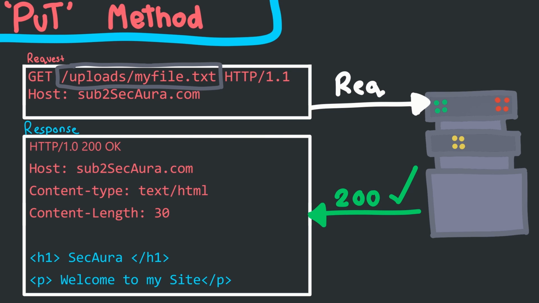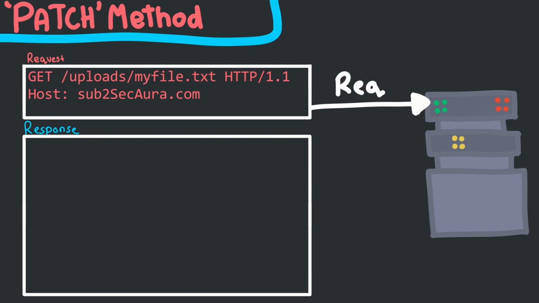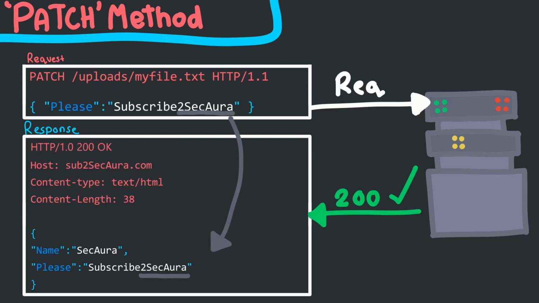Next, let's take a look at the PATCH method. The PUT method will replace data, the entire thing, whereas the PATCH method will only replace the data in the request body, for example, a little bit of JSON. Here we make a GET request to myfile.txt. It then responds with a little bit of JSON saying please subscribe. Let's go ahead and use a PATCH and replace the please subscribe with sec aura. And here we can see it in the response, please subscribe to sec aura.